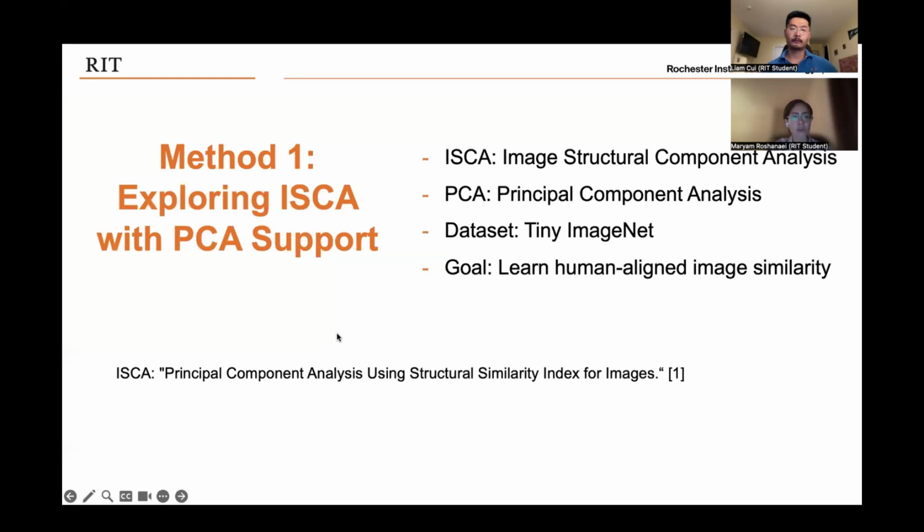ISCA is designed to capture perceptual similarity by analyzing the structure of image blocks using SSIM. To help support and explain what ISCA is doing, I also use PCA as a simple reference. The goal was to show how ISCA builds on structural information, not to compare the two directly.